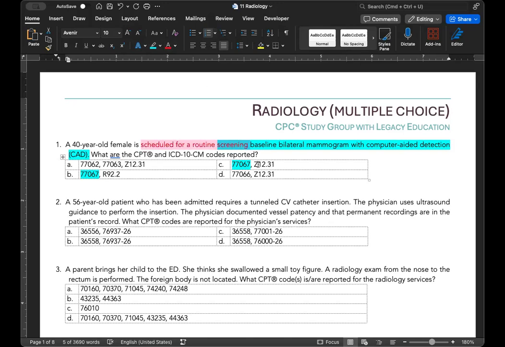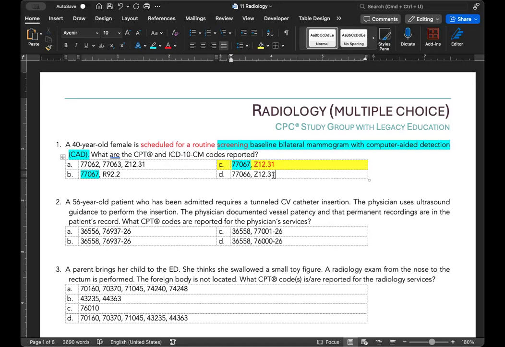So our routine screening and the Z12.31 is for encounter for screening mammogram for malignant neoplasm of the breast. So there we have our Z12.31, which indicates that our correct answer and choice is going to be letter C. Does everybody see that? Anybody disagree? Anybody have any questions about that one?